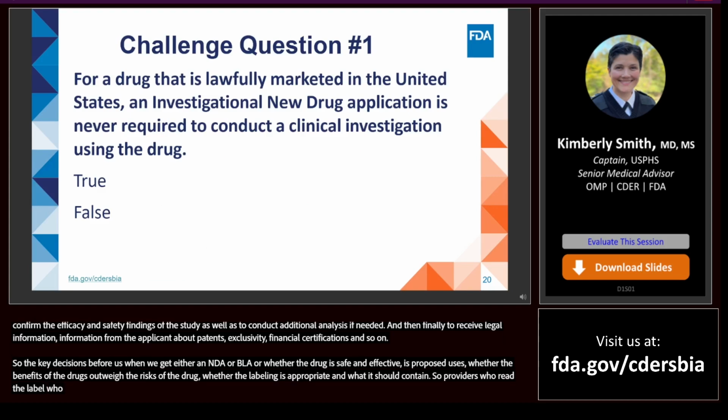I'll move on to the challenge questions. So the first challenge question is for a drug that is lawfully marketed in the United States, an investigational new drug application is never required to conduct a clinical investigation using the drug. Is this true or false?